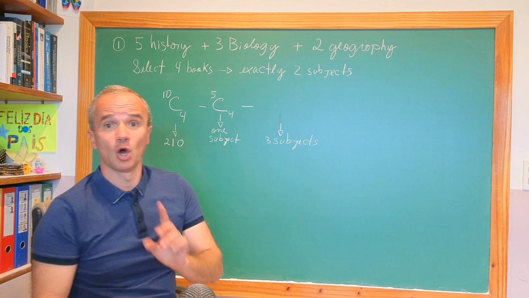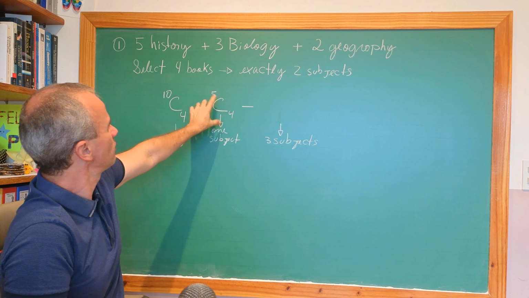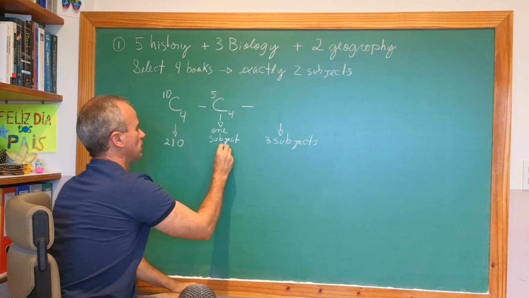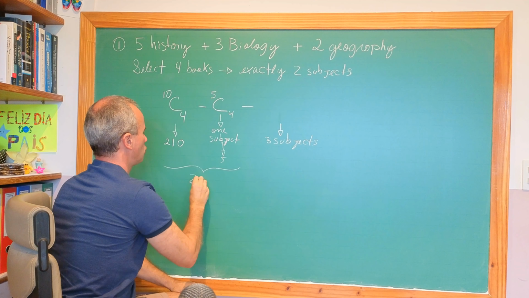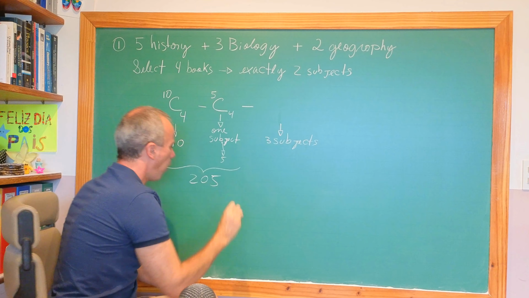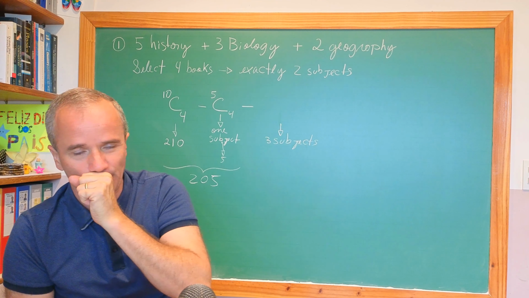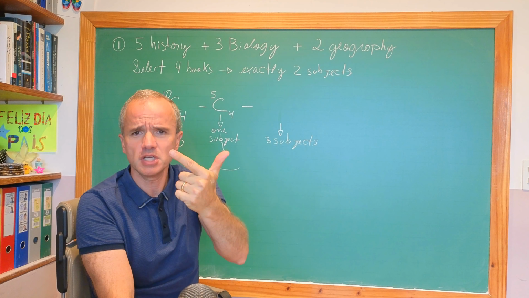All right, which I have to remove from those 210, right? This is only 5, right? 5 choose 4 is just 5. So far, I have 205. All right, good. Now, 3 subjects. Well, let's suppose that I pick up a history, a biology, and a geography.